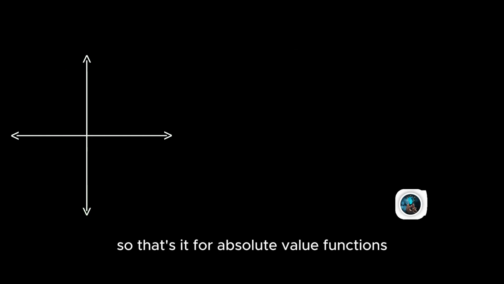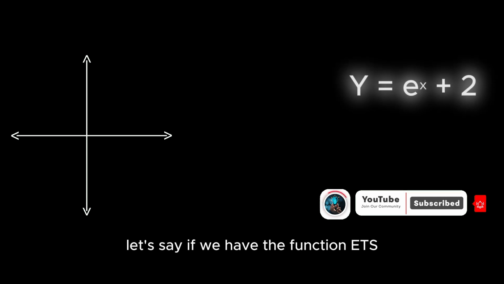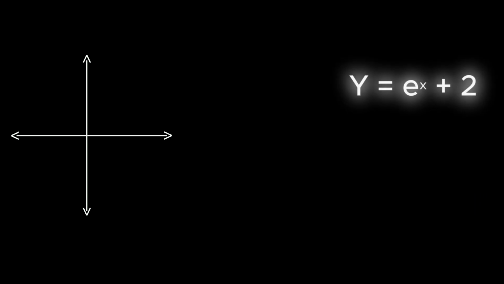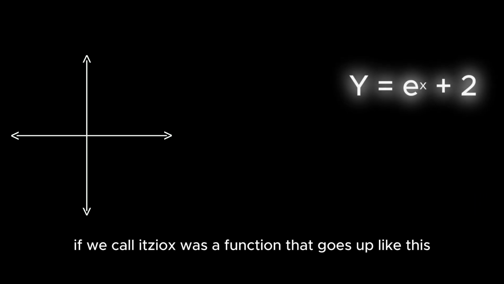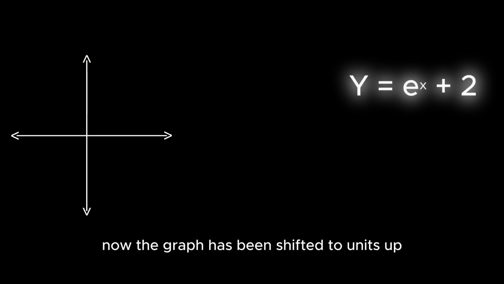So that's it for absolute value functions. Now let's move on to exponential functions. Let's say we have the function e to the x plus 2. If you recall, e to the x was a function that goes up like this, and it had a horizontal asymptote of y equals 0. Now, the graph has been shifted 2 units up.